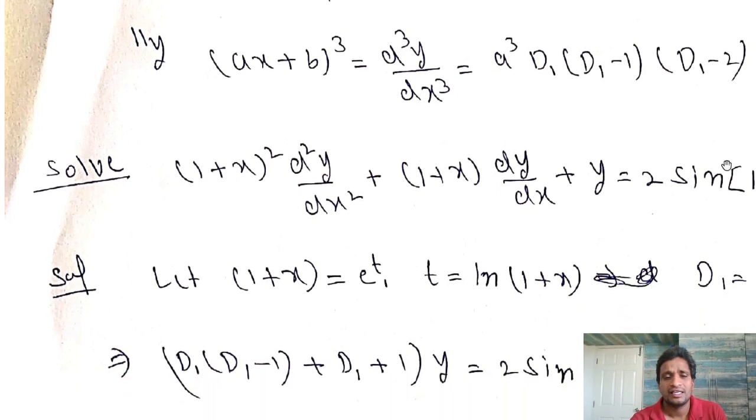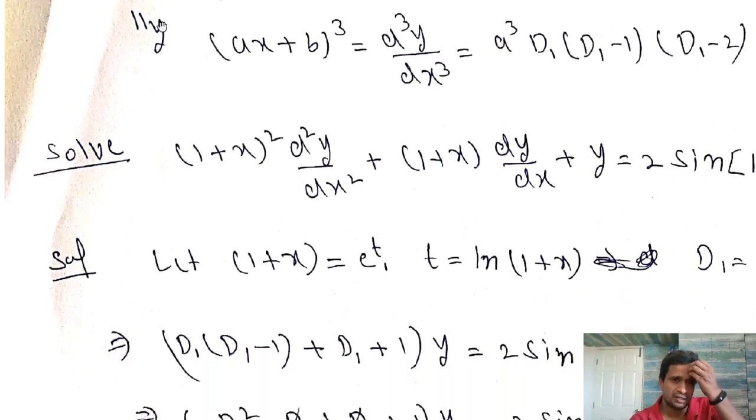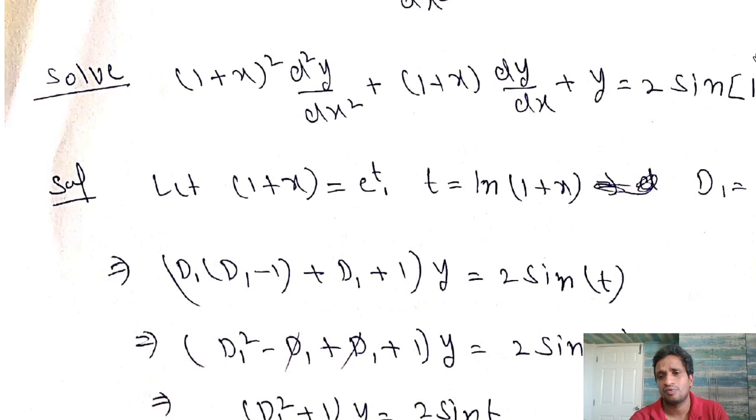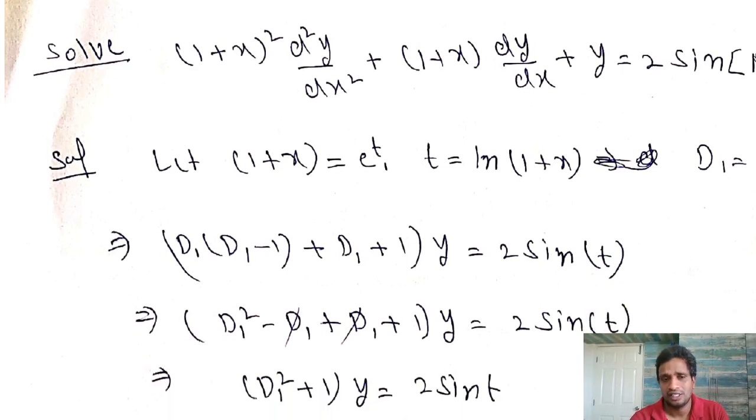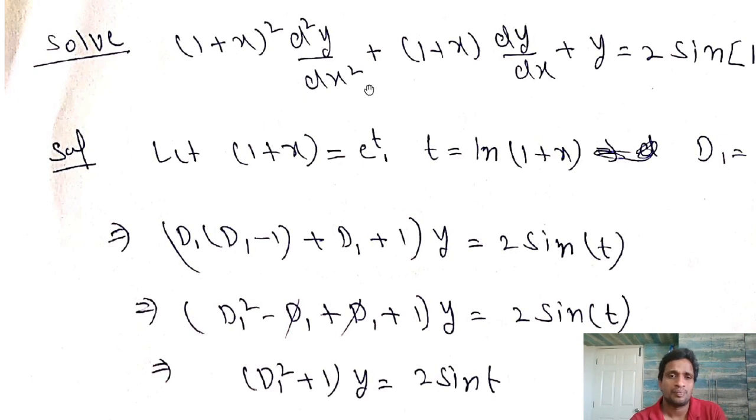Similarly, as in the Cauchy-Euler equation, (ax+b)^3 d^3y/dx^3 equals a^3 D_1 (D_1 minus 1)(D_1 minus 2). The same procedure we have to follow as we followed in the Cauchy-Euler equation. So we will do some problems.